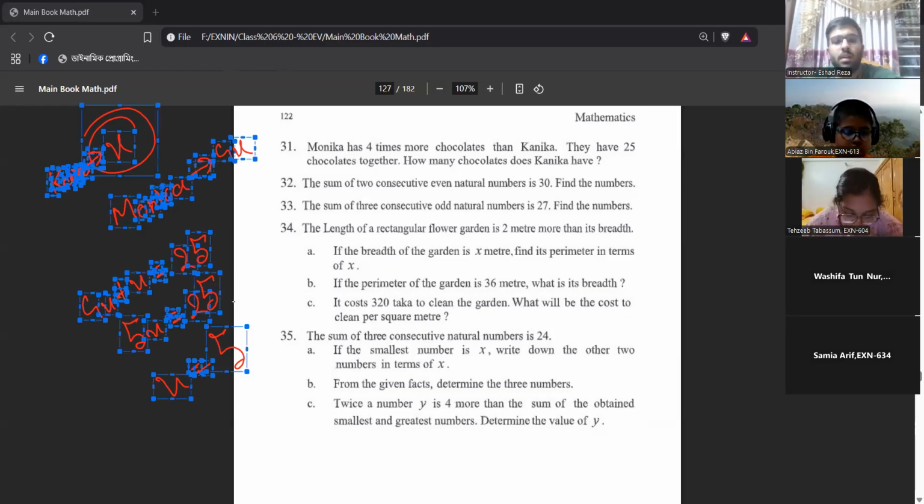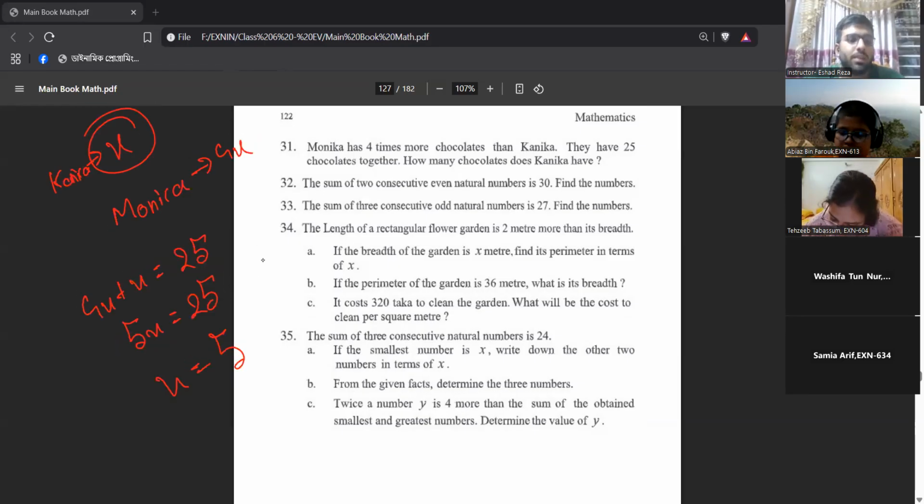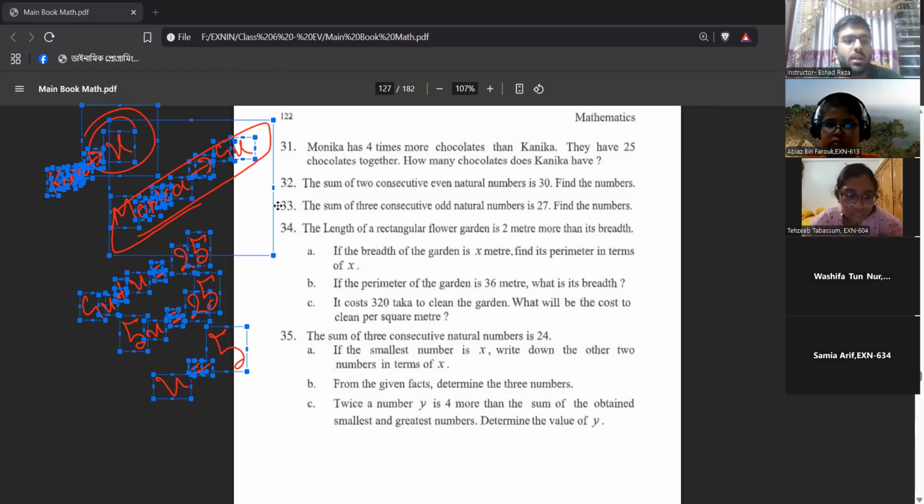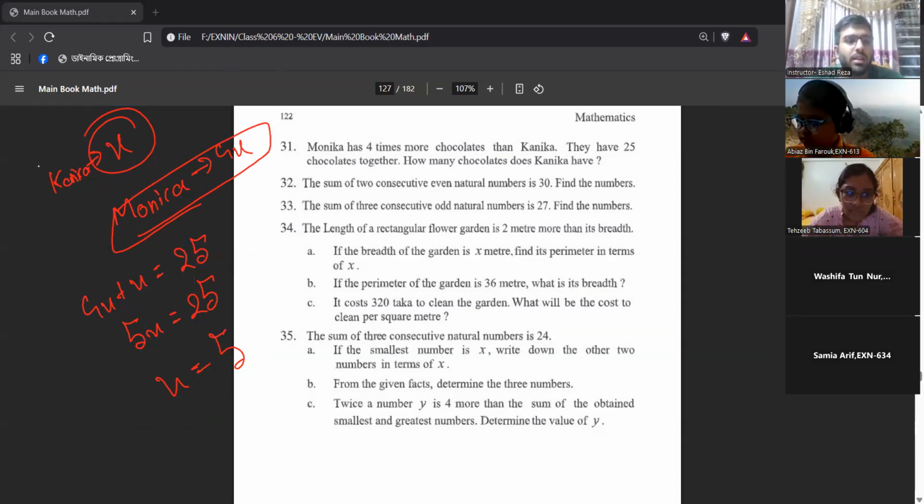Okay, wait 1 second. Now, the question was how many chocolates does Monica have? Is the answer 5? No, sir, it will be 5 into 4 equals 20 chocolates. 20, because Monica has 4 times x chocolates. There will be questions like this where they're confusing you. You might end up at the answer here and you will get marks, but like half the marks because you didn't do what you were asked to do.